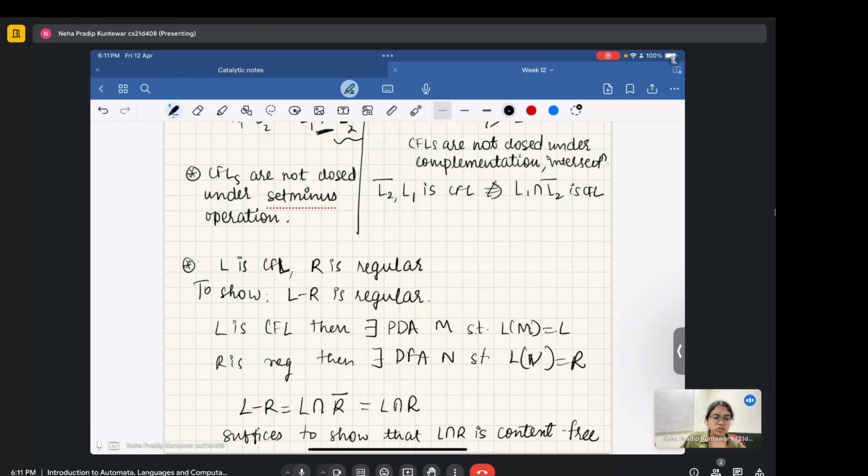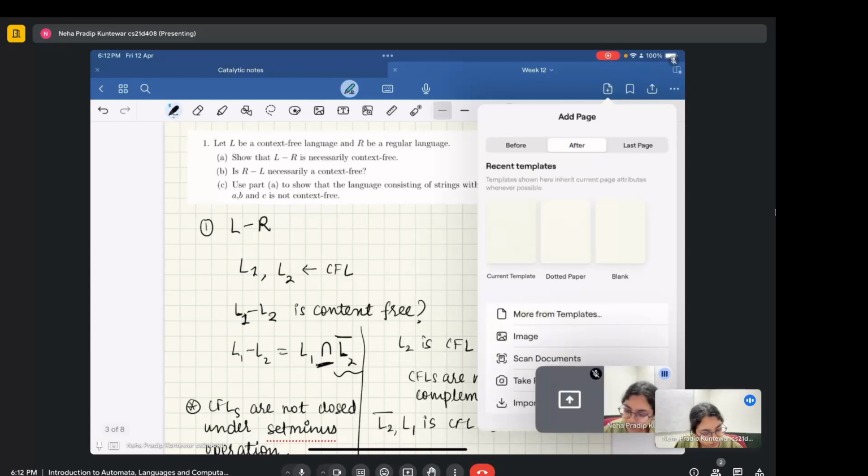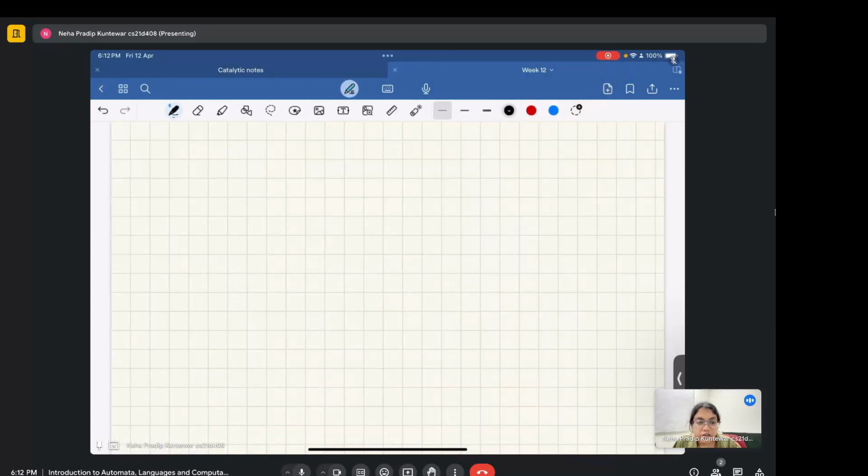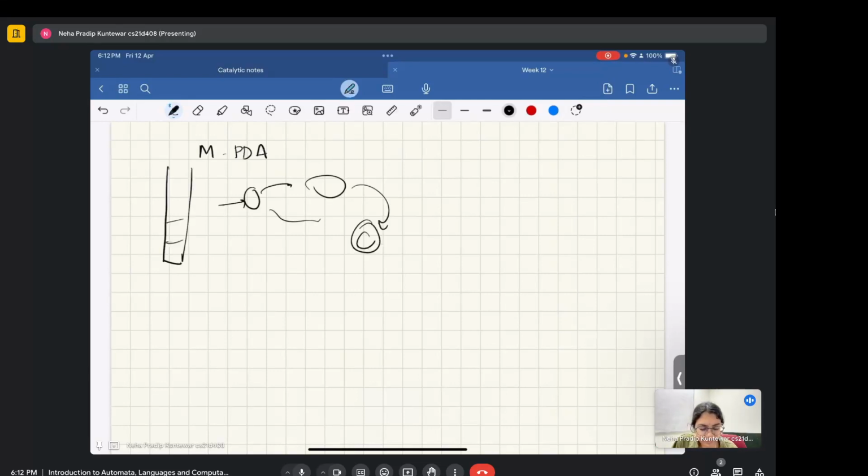Okay, so this is what we know. Now okay, I'll get a new page here. So okay, so now what we do is we know that if, let's say, M is the PDA, then there is some machine which has some stack associated with it and some set of states that goes like this, and finally at the end when the stack is empty, it reaches the final state.